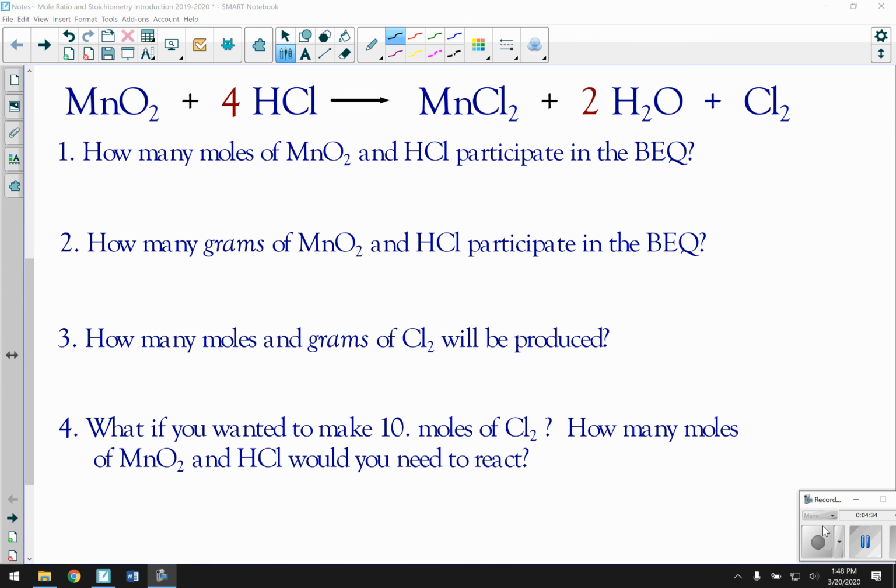Now let's see if we can use this concept of the mole ratio to answer a few questions about this chemical reaction. How many moles of MnO2 and HCl participate in this balanced equation? Well, that's not too hard. We just figured out that there is 1 mole of MnO2 and there are 4 moles of HCl. And again, that's because of these coefficients.